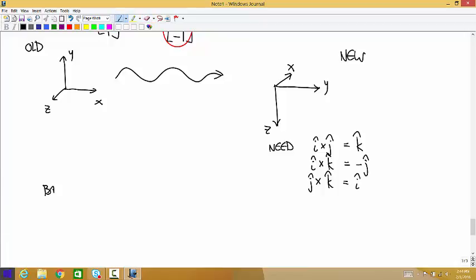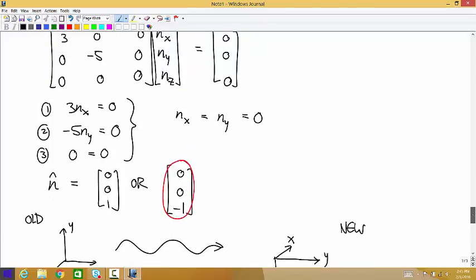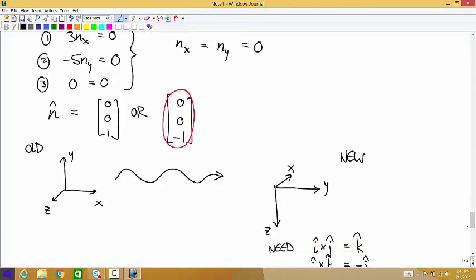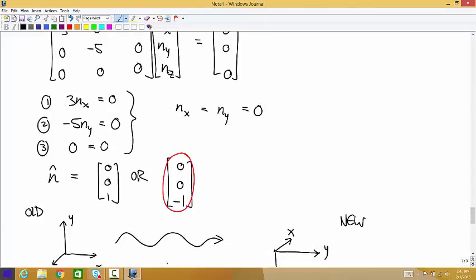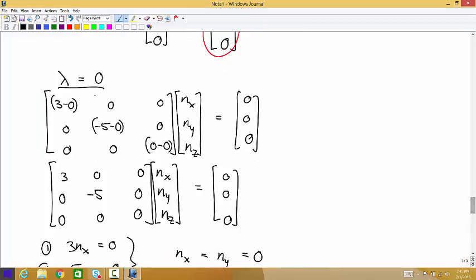Based on this choice of x, y, and z, our sigma xx is the one with the eigenvector that's equal to 0, 0, negative 1. That's that third one we did. And so the stress is 0.